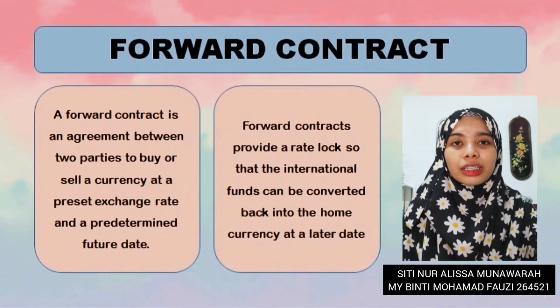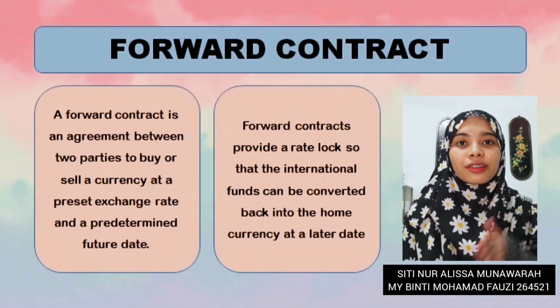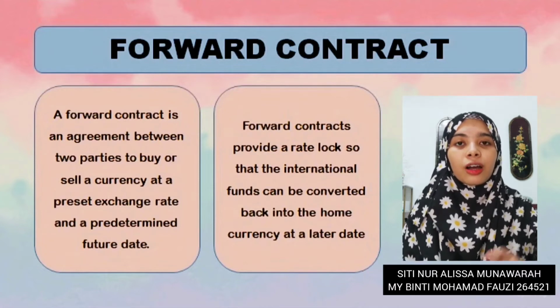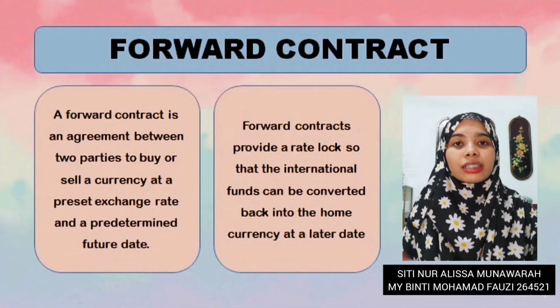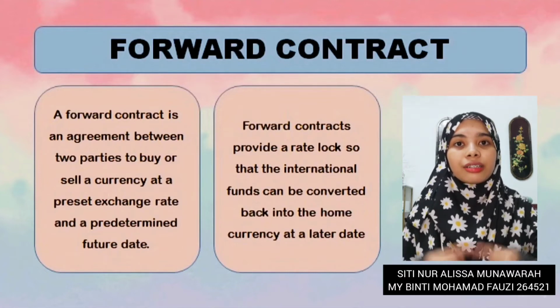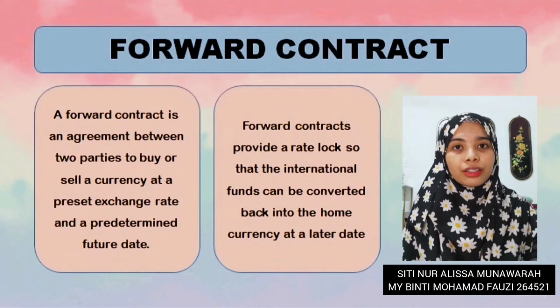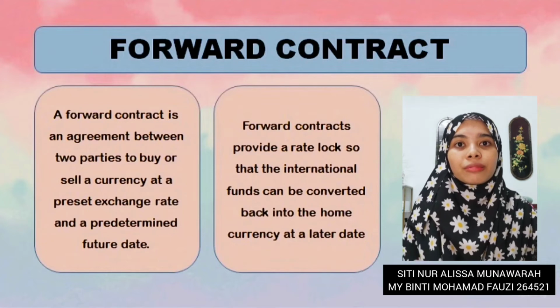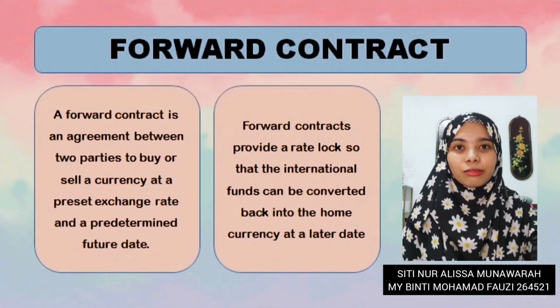So the second one is the forward contract. A forward contract is an agreement between two parties to sell or buy a currency at a preset exchange rate and a predetermined future date. It means that a forward contract provides a rate lock so that the international funds can be converted back into the home currency at a later date.